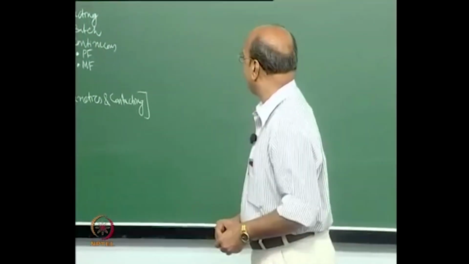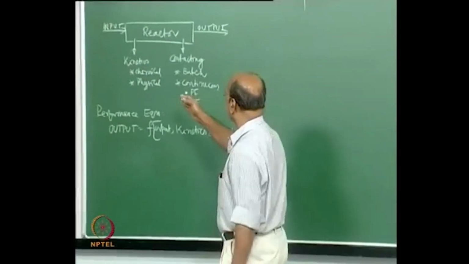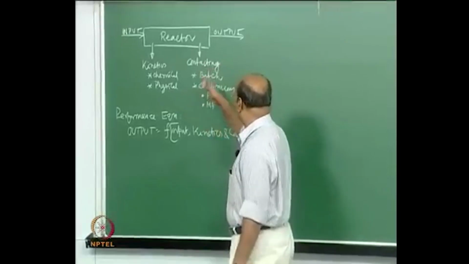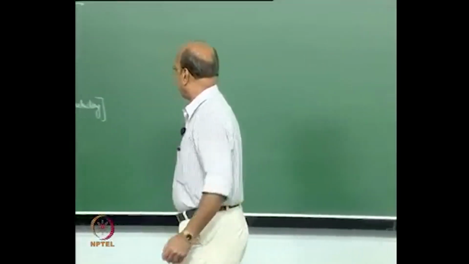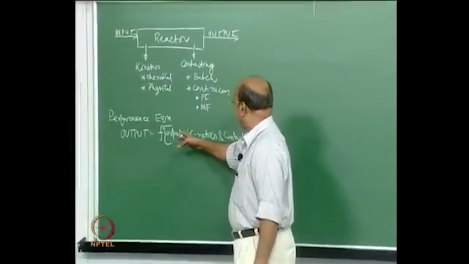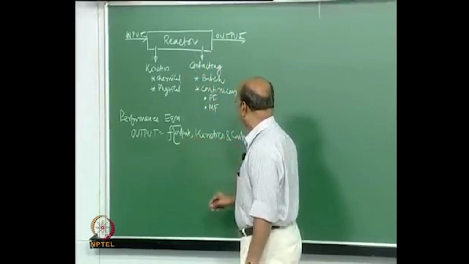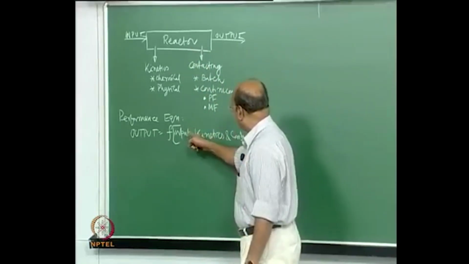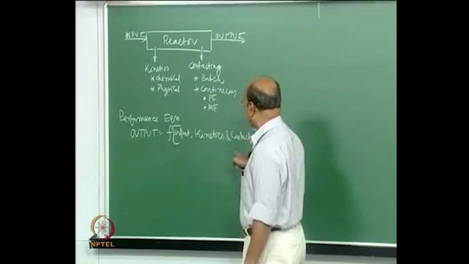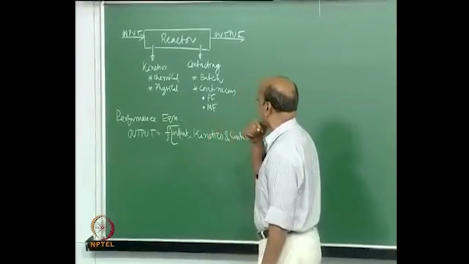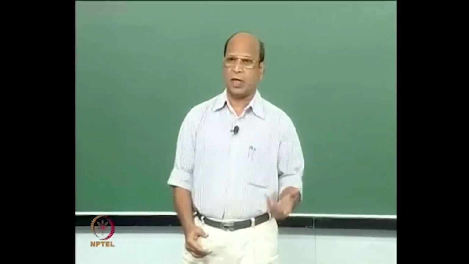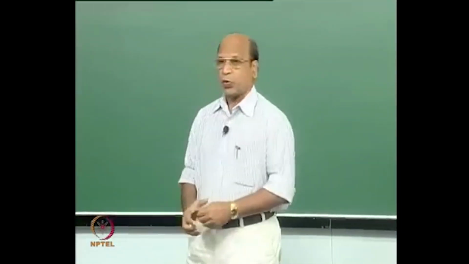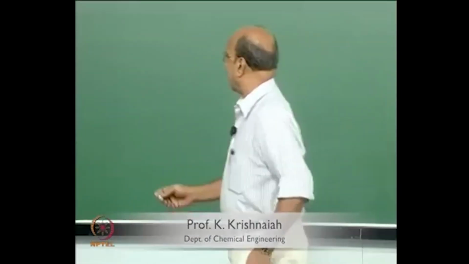Yesterday we discussed kinetics, one example, and of course contacting we have already discussed earlier. This is the performance equation, where using this information we have input, kinetics and contacting to predict the output from the reactor. Normally the output from the reactor is the volume of the reactor if conversion is known, or if you know the volume, finding out the conversion.